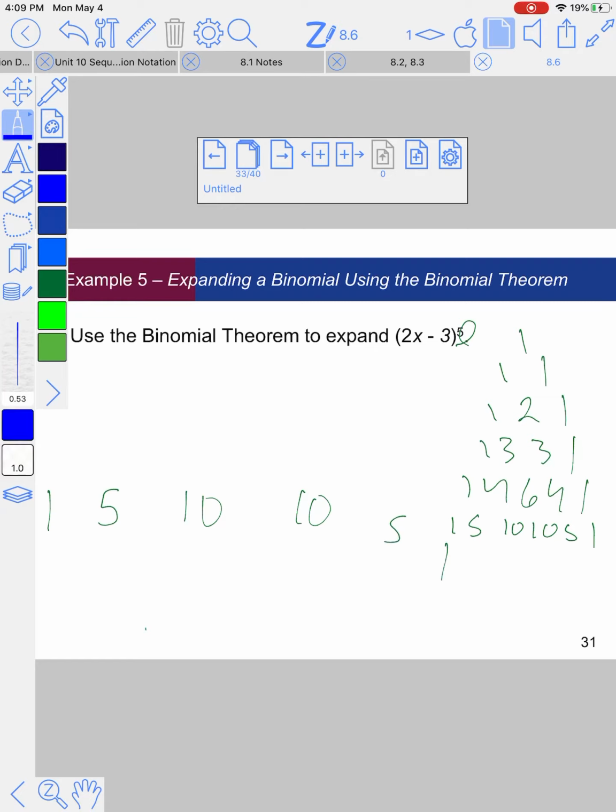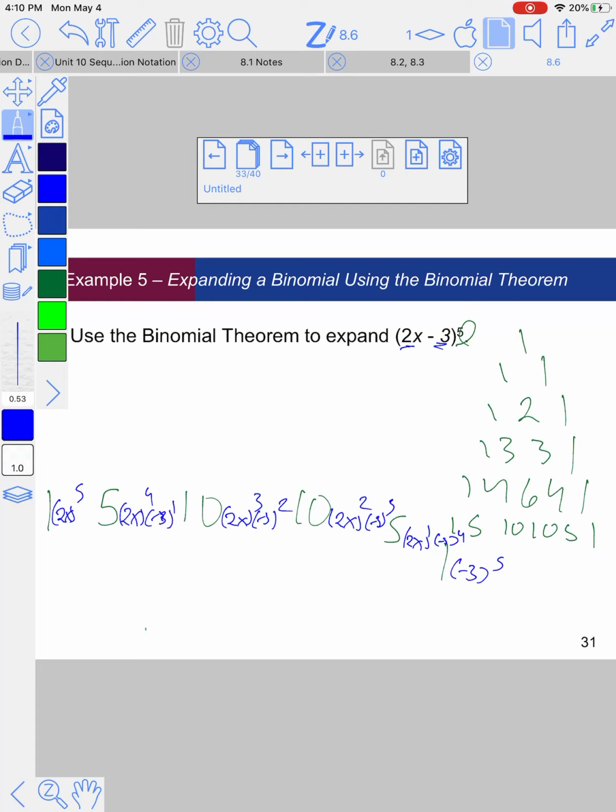And then you're just going to go ahead and plug in. Start with 2x. So it's going to be 2x to the 5th, 2x to the 4th, 2x to the 3rd, 2x squared, 2x to the 1, then 2x to the 0. Then I take negative 3. This can be negative 3 to the 5th, negative 3 to the 4th, negative 3 to the 3rd, negative 3 squared, negative 3 to the 1, negative 3 to the 0.